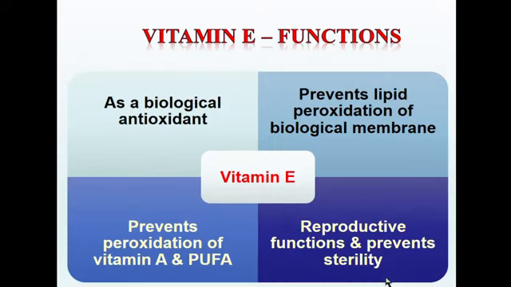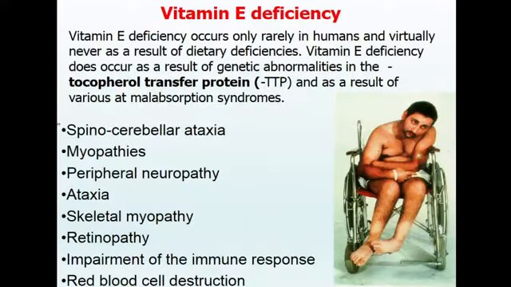And one more function: it's necessary for normal reproductive function and prevents sterility. We even give this vitamin to chickens for increased production of eggs, for example, as a use of this vitamin in our life. Not only for us, for all animals. I will now tell about the deficiency of this vitamin.